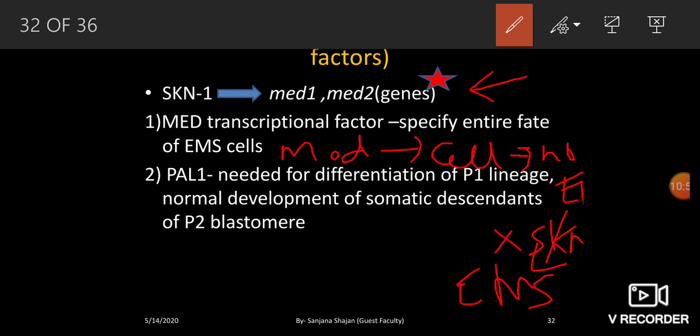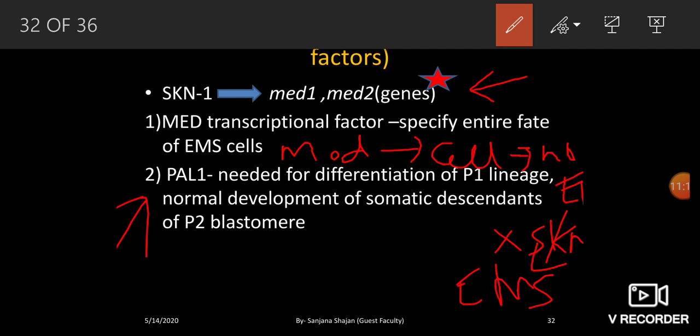Coming to the second transcriptional factor, which is PAL1, its main function is that it is required for the differentiation of the P1 lineage, and it is also required for the normal development of the somatic descendants of the P1 blastomere.